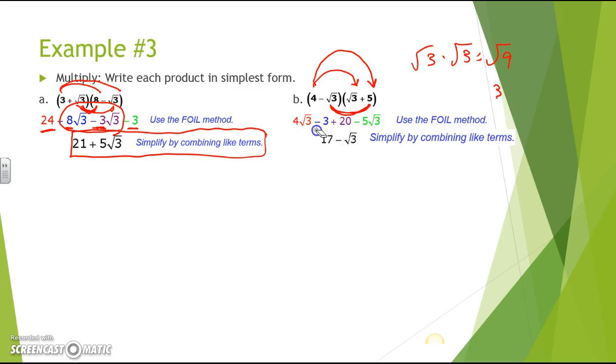Then we simplify this down by combining like terms. So we have negative 3 plus 20 is 17. Then we have 4 plus negative 5, which is negative 1. So that's how we got negative 1 times the square root of 3. And this is our final answer, 17 minus the square root of 3.